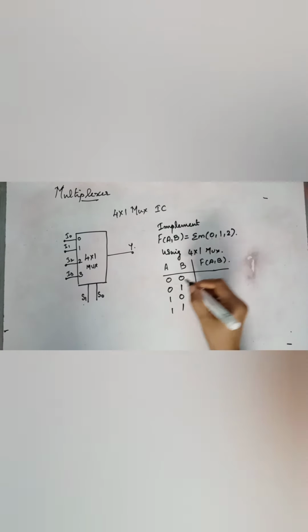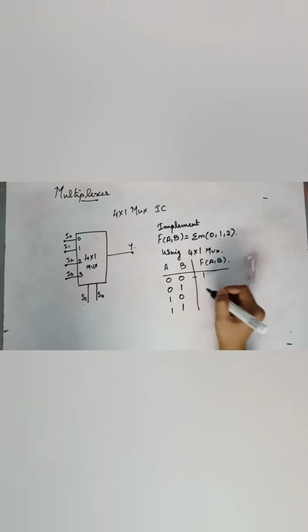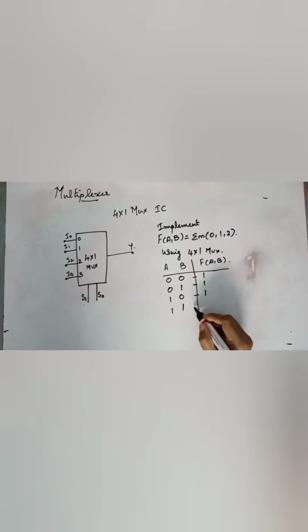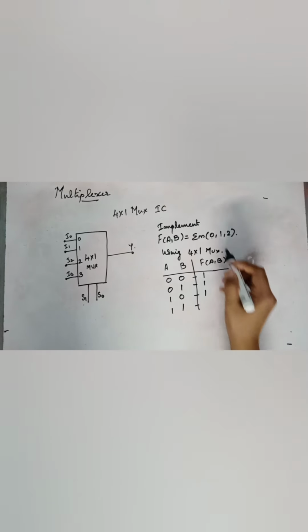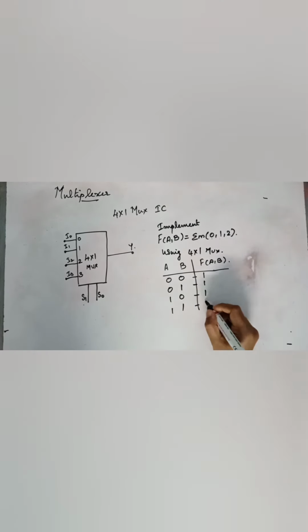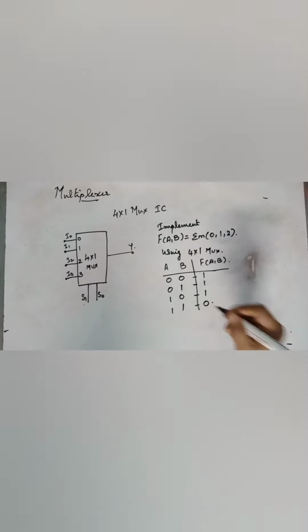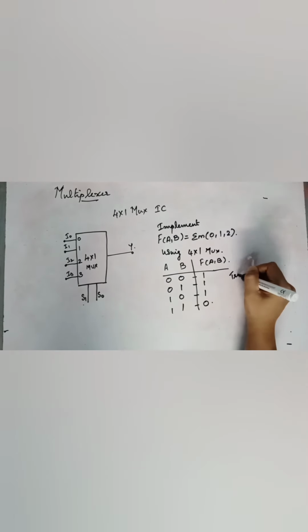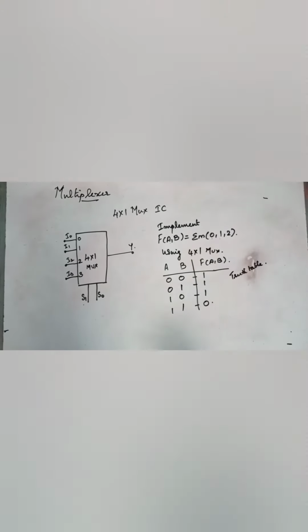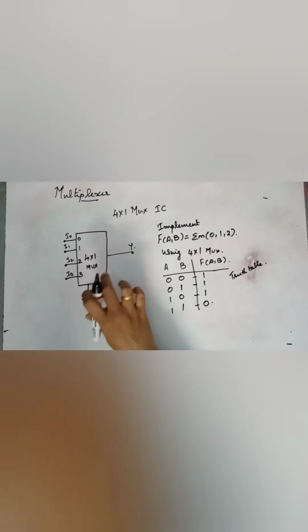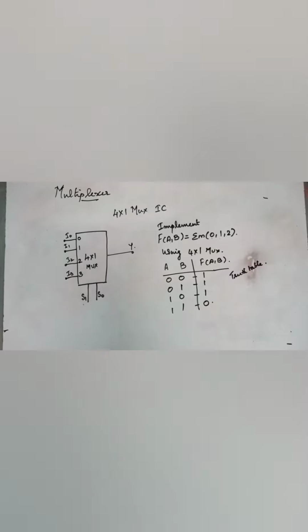So 0 means 0, 0. For this, output is 1. 0, 1, output is 1. 1, 0, output is 1. And 1, 1, that is 3. 3 is not there in the list, so output is 0. So this is the truth table which I should get when I implement the circuit. So how do I implement this using this?